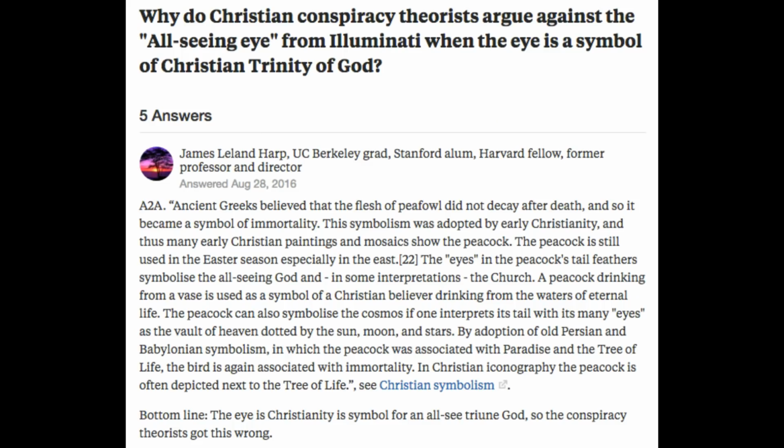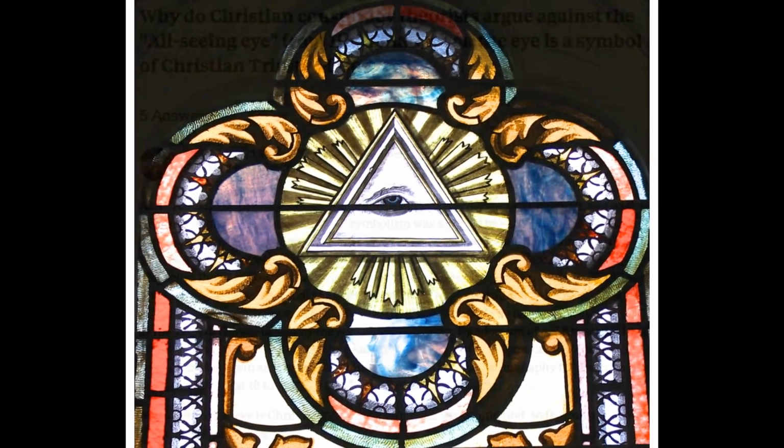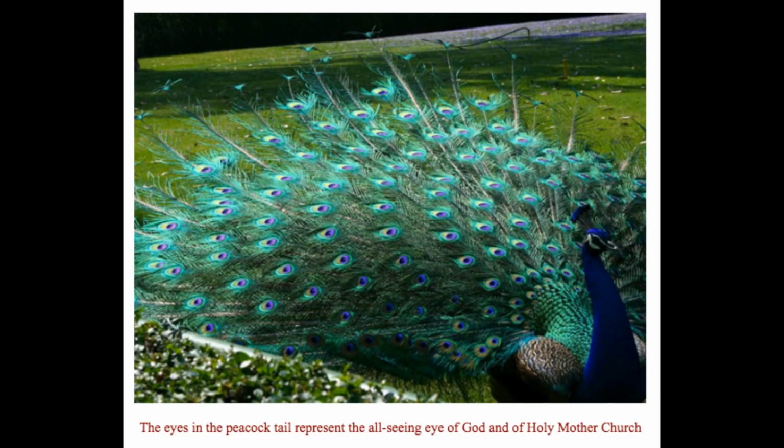It says here, why do Christian conspiracy theories argue against the all-seeing eye from the Illuminati when the eye is a symbol of the Christian Trinity of God? With a question mark, according to whoever wrote this. So it says here, ancient Greeks believed that the flesh of the peafowl did not decay after death, and so it became a symbol of immortality. Because the peafowl is also another description, I guess, of the Greeks for the peacock. This symbolism was adopted by early Christianity, and thus many early Christian paintings and mosaics show peacocks.